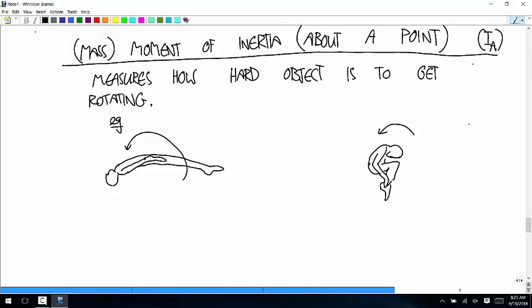So what's the difference? Mathematically, the difference is the mass is distributed farther from the axis of rotation.